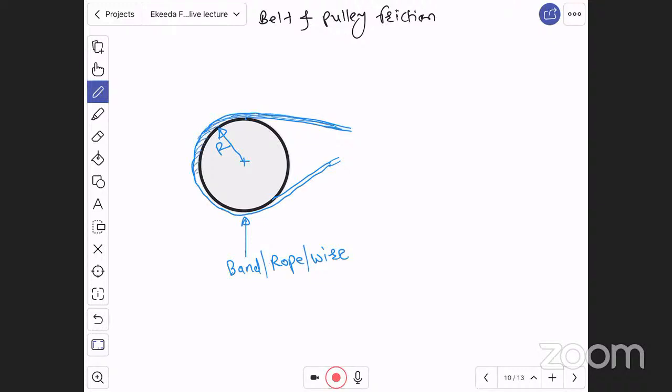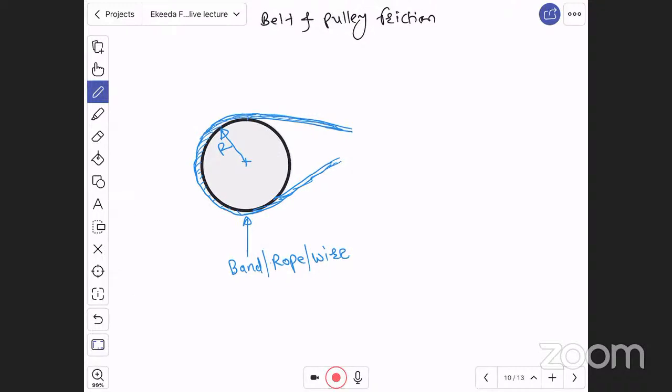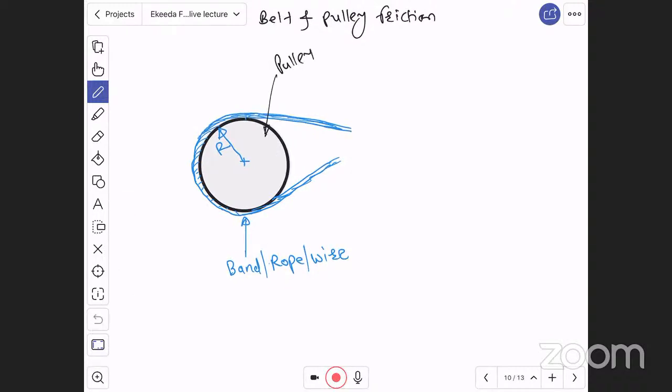Now let us say the coefficient of friction between this band and the pulley is mu. At this contacting surface, mu is the coefficient of friction. This is the contacting surface between them, and for it let us say the coefficient of friction is mu.